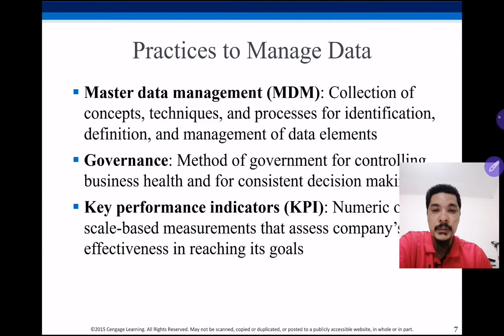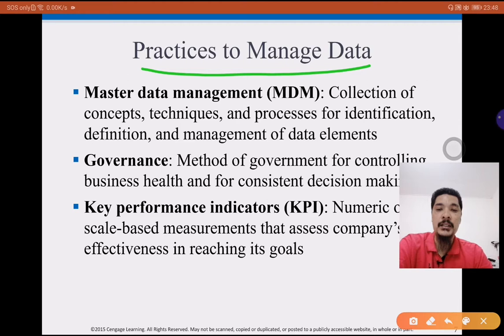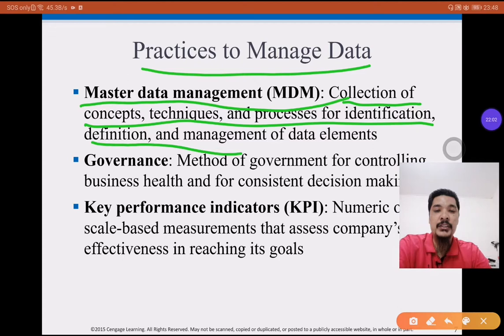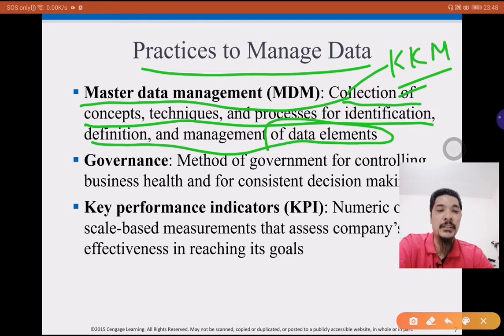The next one is practices to manage your data. So number one, master data management, MDM. Collections of concepts, techniques and processes for identification, definition and management of the data elements. So we need somebody to collect the data, to make a process and so on. In our case in COVID-19, KKM, Kementerian Kesihatan Malaysia, will do this master data management. They will collect all the information from different sources, maybe hospitals, clinics and so on.